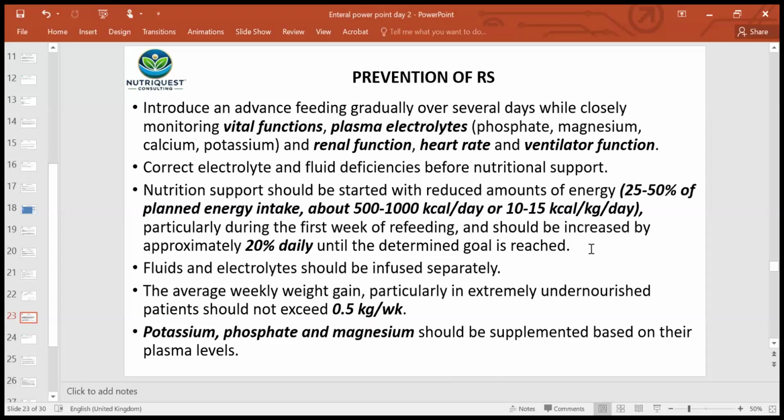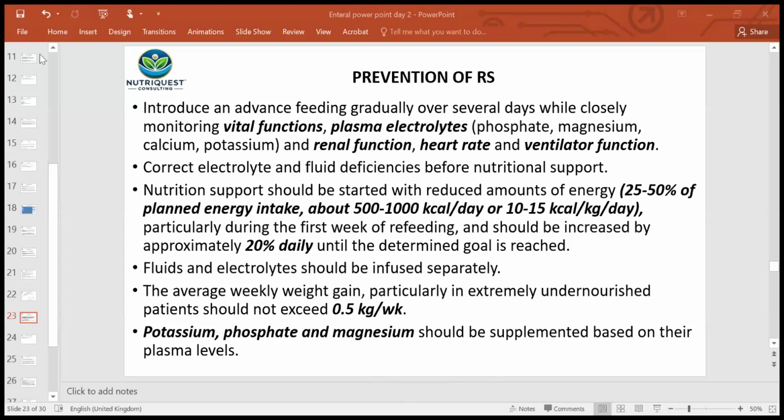to help you. So this is particularly during the first week of refeeding, and should be increased by approximately 20% daily until determined goal is reached. Fluids and electrolytes should be infused separately. The average weekly weight gain, particularly in extremely undernourished patients, should not exceed 0.5 kg per week. Oh my goodness, this is also very important.